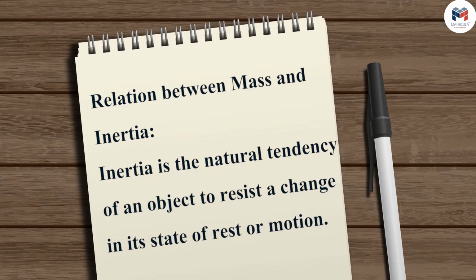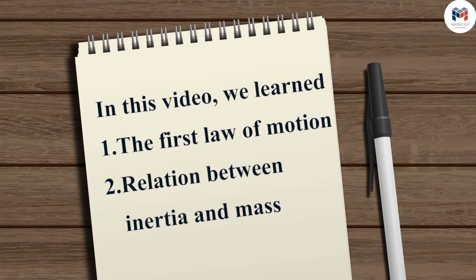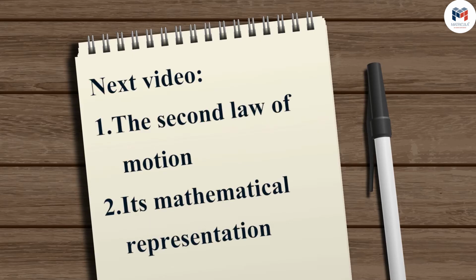Thus, the relation between mass and inertia can be stated as follows. Inertia is the natural tendency of an object to resist a change in its state of rest or motion. And the mass of an object is a measure of its inertia. In this video, we learned what the first law of motion is and what the relation between inertia and mass is. In the next video, we will see what is the second law of motion and how it is represented mathematically.